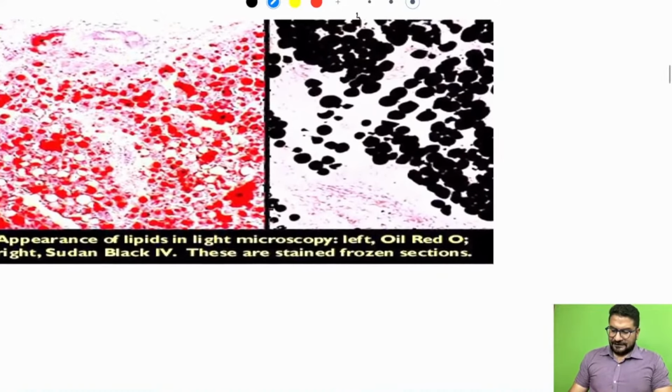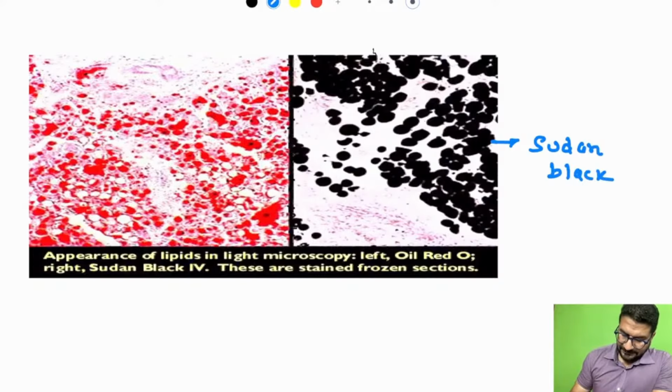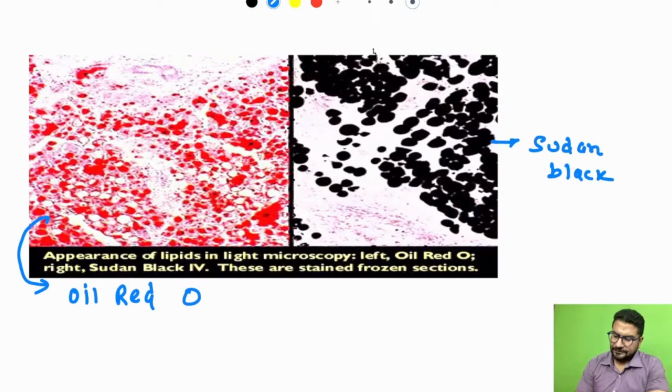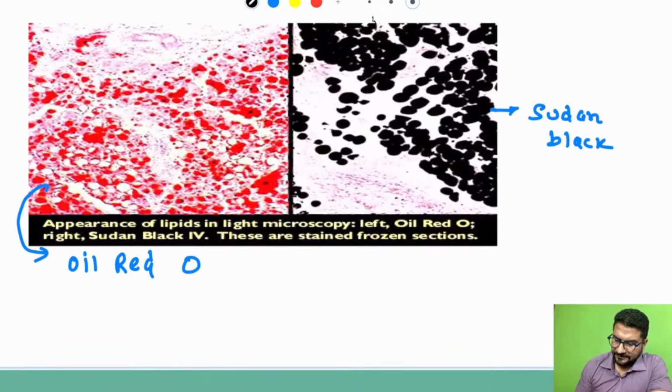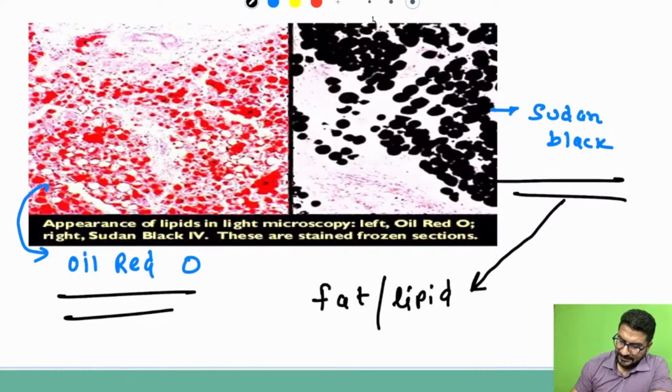Okay, so you can see a black color stain. This black color stain is called Sudan black. And this is a red color stain, we call this oil red O. Sudan black and oil red O, these are two stains, and both are used to stain fat or lipid. और फैट को स्टेन करने के लिए we have these two stains. Done.